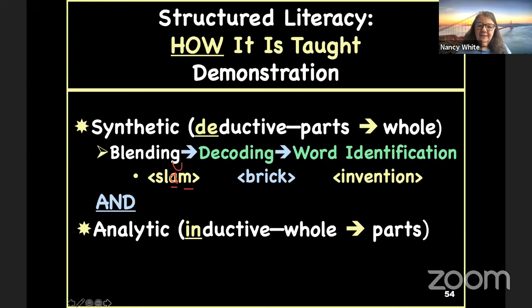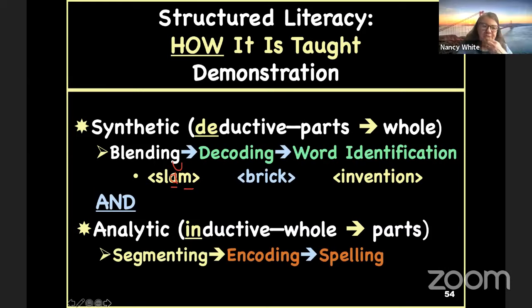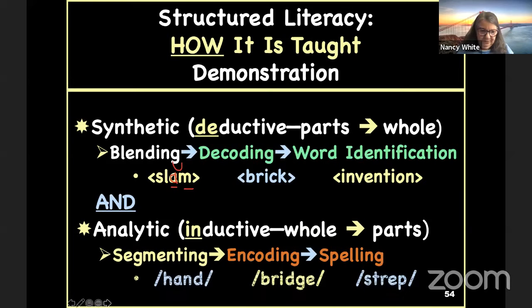Analytic is the inductive whole-to-parts approach. That's when you're segmenting. So in that case, for spelling, you start with the word. Do I have my word there? Yeah. Hand. And that's in slash marks because I'm saying it. I say hand. Now you can see it, but you can't see my hand. And now I'm going to give the vowel sound first, a, and I'm writing it, a, consonant.